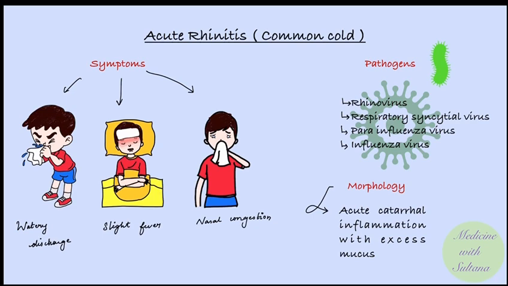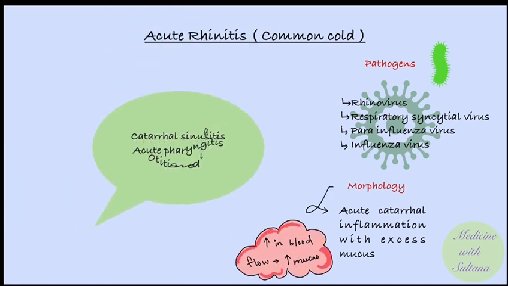During inflammation, we know that there is increase in vascular permeability, which in turn increases the blood flow of the mucosal vessels. This increase in blood flow is the reason for the excess mucus secretion. This acute rhinitis may lead to complications such as catarrhal sinusitis, pharyngitis, and otitis media.